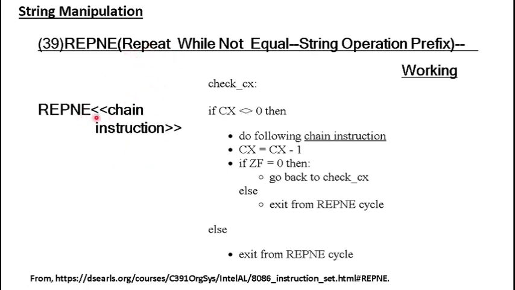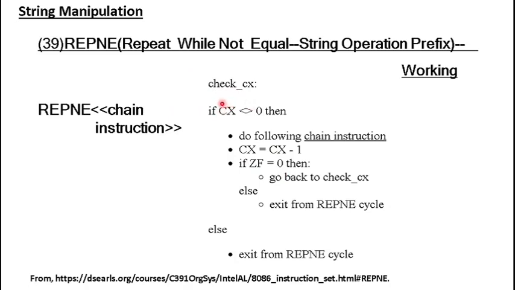REPNE is prefixed before an instruction, so here it is indicated as a chain instruction. First, REPNE checks whether the count is 0 or not. If the count is not 0, it executes the instruction to which it was prefixed, decrements the count by 1, and checks whether the zero flag is set. If the zero flag is not set, we have a not-equality condition. So REPNE goes to this point, the entry point, again.